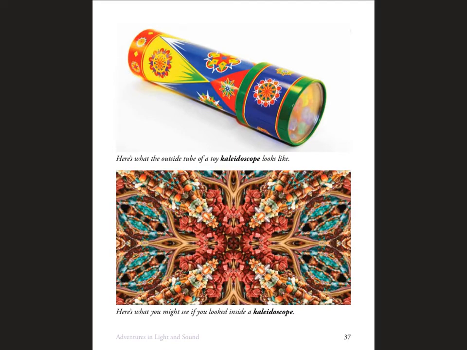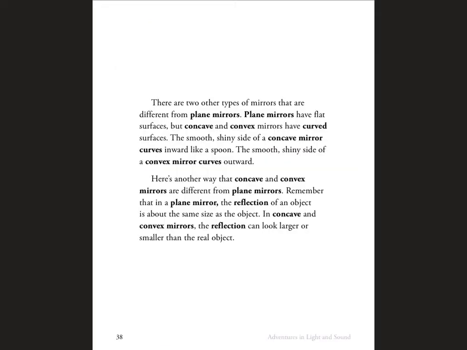Here's what the outside tube of a toy kaleidoscope looks like. Here's what you might see if you looked inside a kaleidoscope. There are two other types of mirrors that are different from plane mirrors.